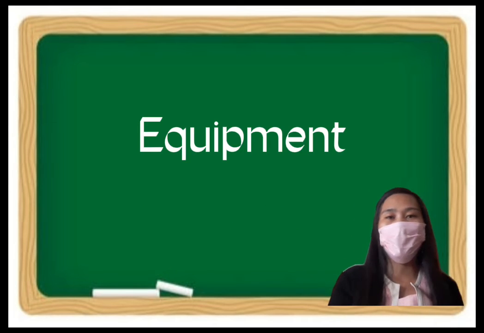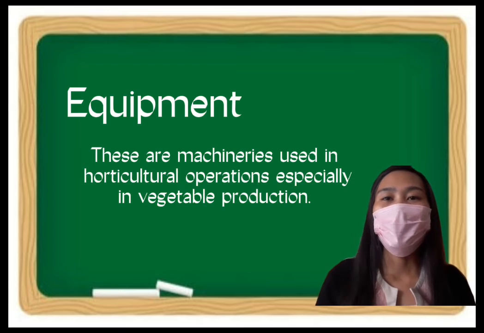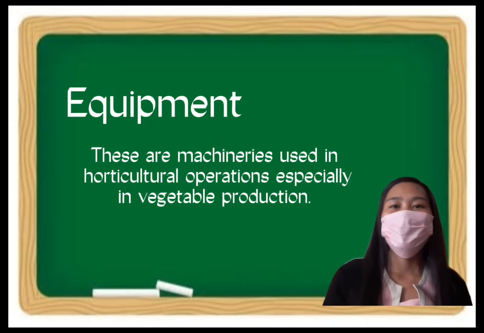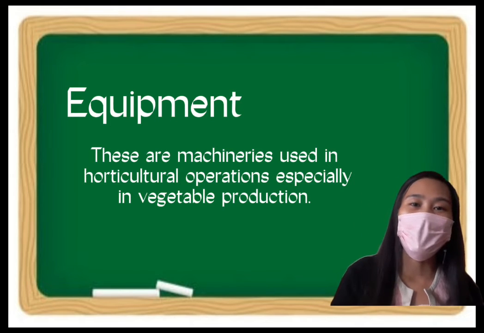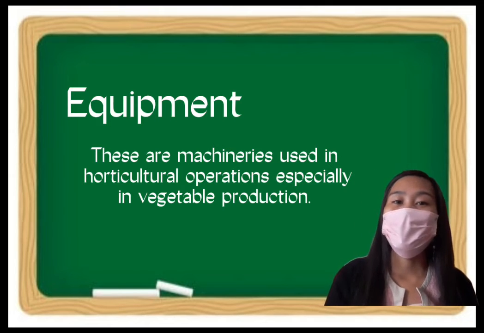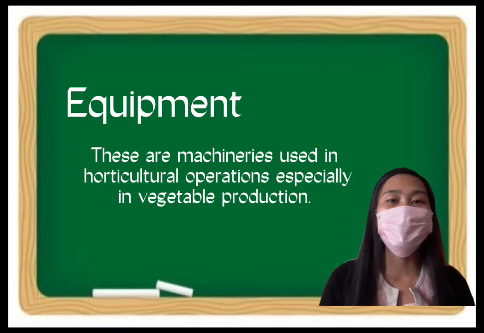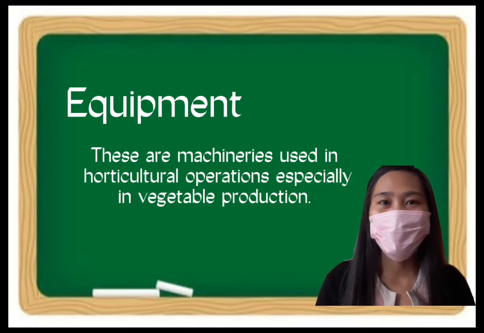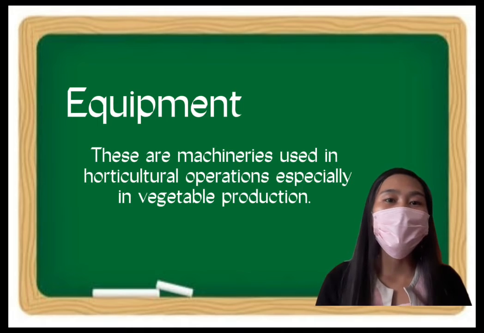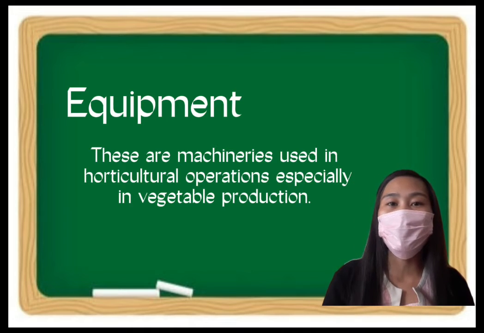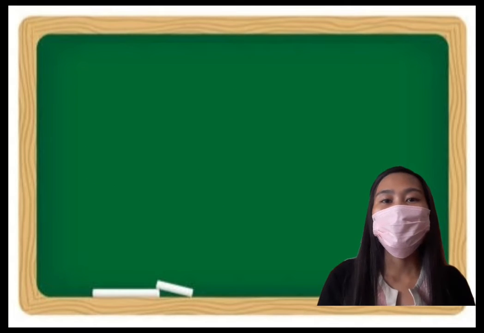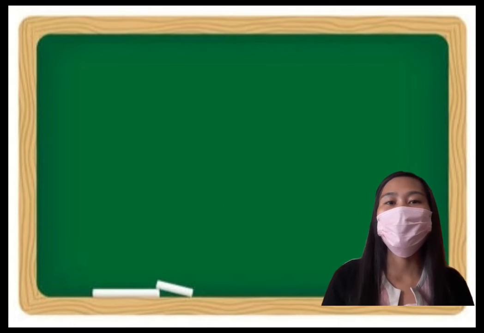What is equipment? Equipment are the machineries used in horticultural operations, especially in vegetable production. They are used in land preparation and transporting farm inputs and products. This equipment needs highly skilled operators to use. The following are examples of farm equipment.